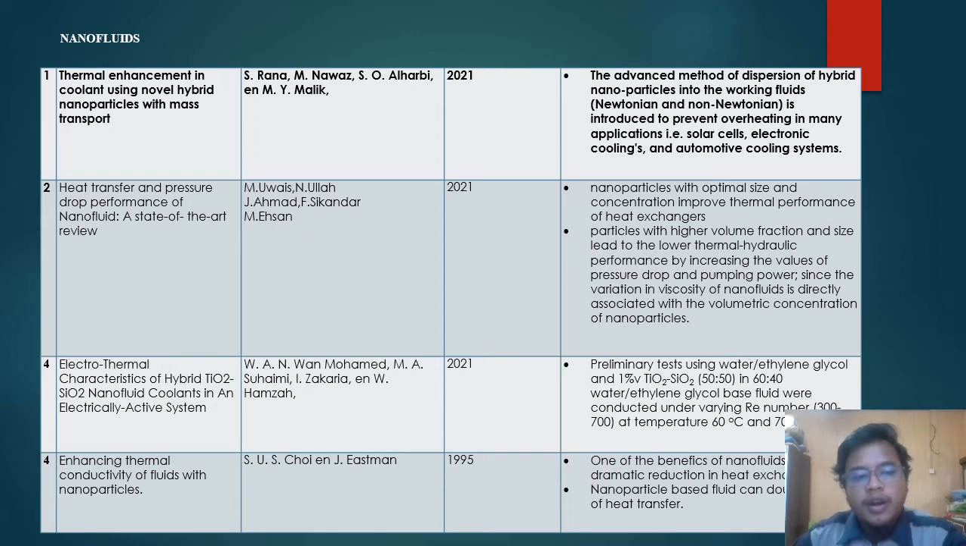electrothermal characteristic of hybrid TiO2, SiO2 nanofluid coolant in an electrically active system. The preliminary test using water, ethylene glycol, and 1% volumetric of TiO2, SiO2 in a 50:50 ratio in a 60:40 ratio of water ethylene glycol base fluid was conducted using varying Reynolds number between 300 to 700 at temperatures of 60 degrees and 70 degrees Celsius.